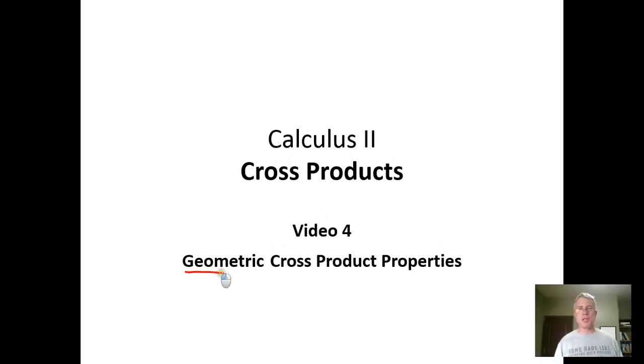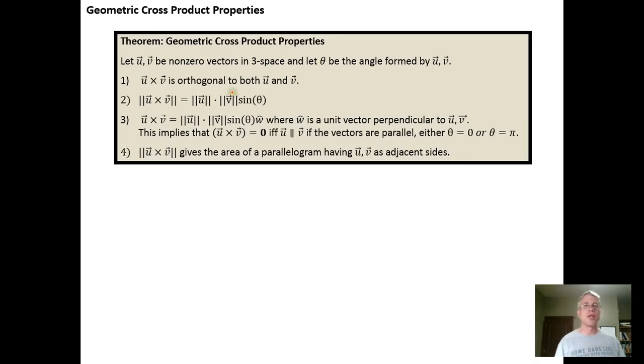So in this video we want to look at the geometric properties of cross products, whereas in the previous we talked about the algebraic properties. So we're going to let u and v be two non-zero vectors in three-dimensional space, and we're going to let theta be the angle formed by those two vectors.